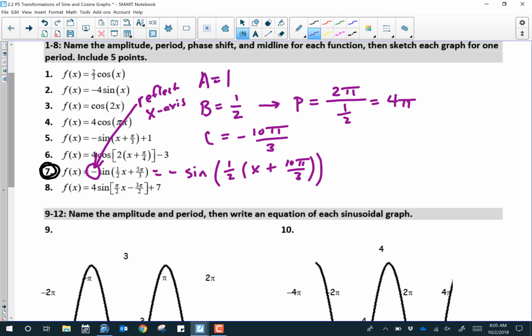Does that mean there is no midline? No, there is a midline. There is a midline, it just didn't move, right? It's just the x-axis. So D is equal to 0. So that means that the midline is just the x-axis.